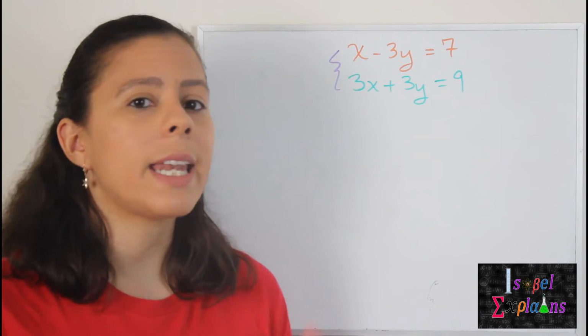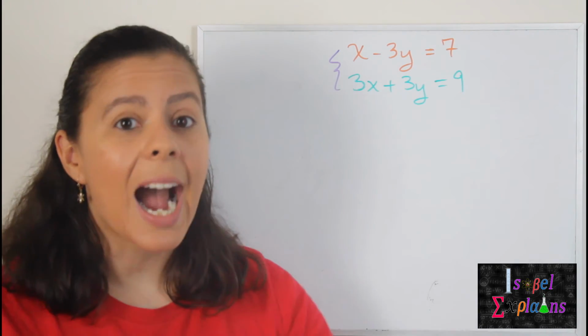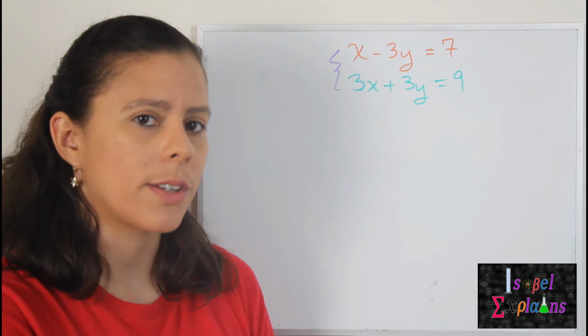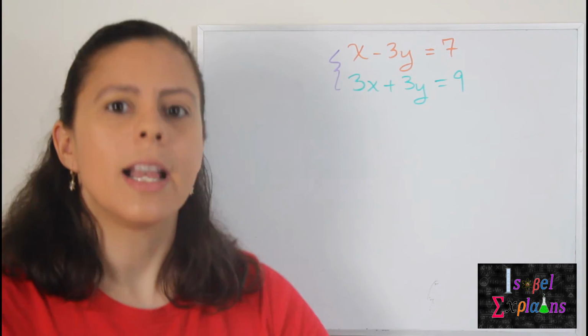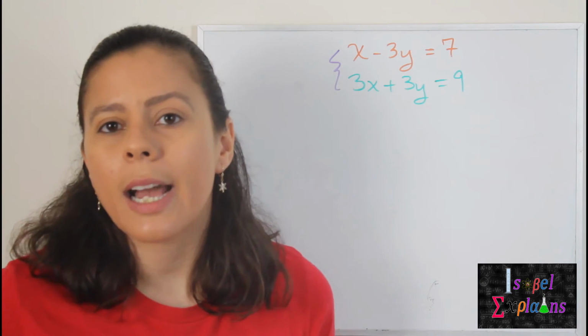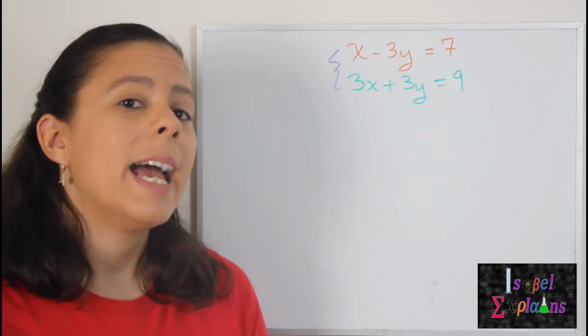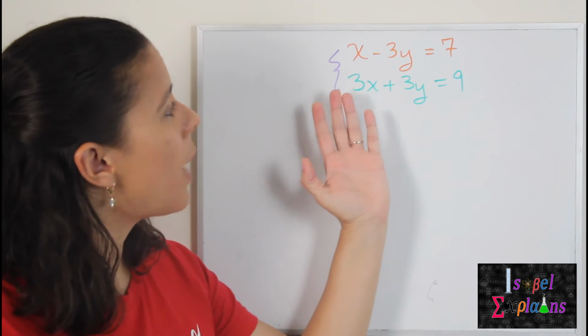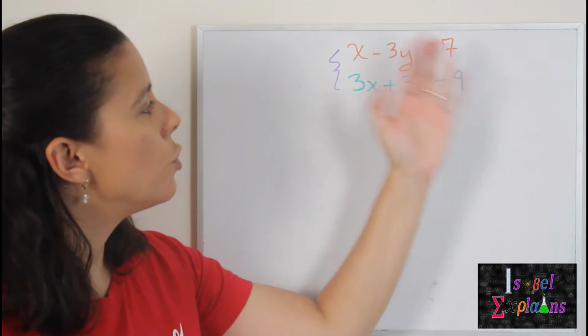Well, basically you can add or subtract an entire equation from the other equation. But why? Glad you asked. Because it'll eliminate a variable right away, and then we only have one variable to solve for first. In this example, what we're going to do is add the bottom equation to the top equation.